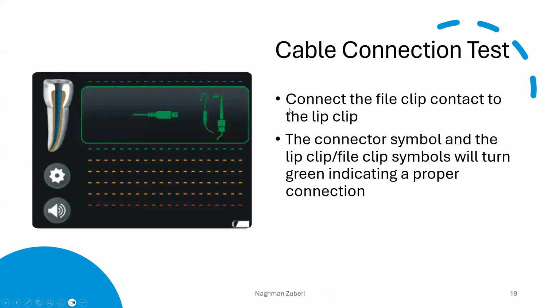Cable connection test. Connect the file clip contact to the lip clip. The connector symbol and the lip clip and file clip symbols will turn green, which means that the current is now flowing. Your connections are correct. And even if you have any doubts while you are working, you can do it again and again in order to be sure that your connections are good.